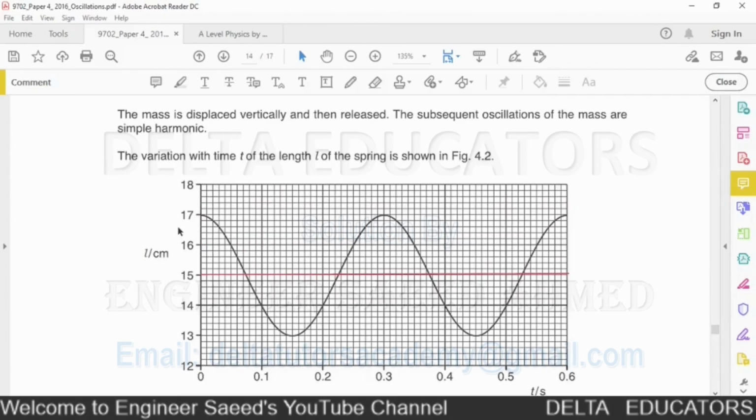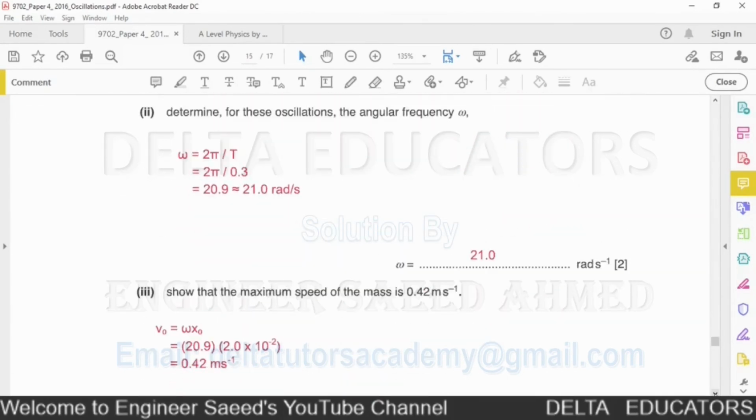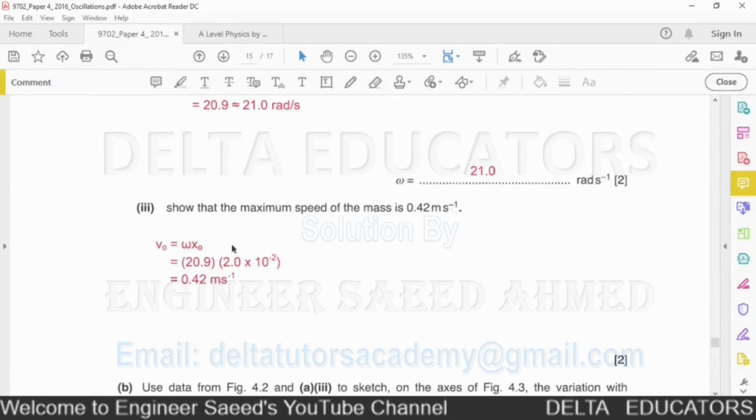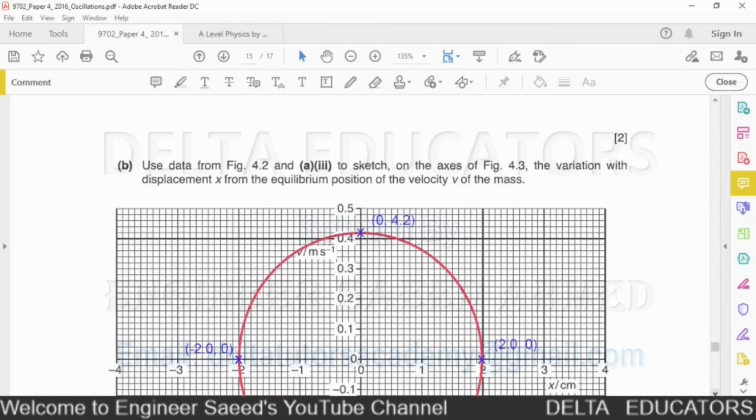Here the amplitude will be the vertical distance from this mean position to the peak position. It is 15, it is 17, so the distance between these two points will be 17 minus 15, which is 2 centimeter. So here the amplitude is 2 centimeter, but for the calculation we have to consider it in meter, that's why we have multiplied by 10 power minus 2. And by solving this, we will get V0 equal to 0.42 meters per second. So the maximum velocity is 0.42 meters per second.